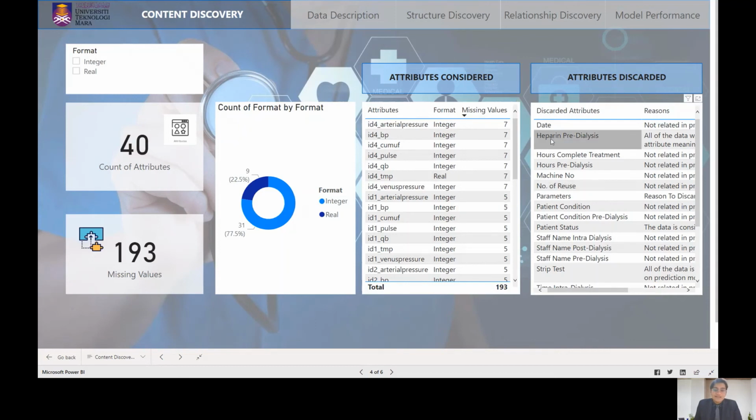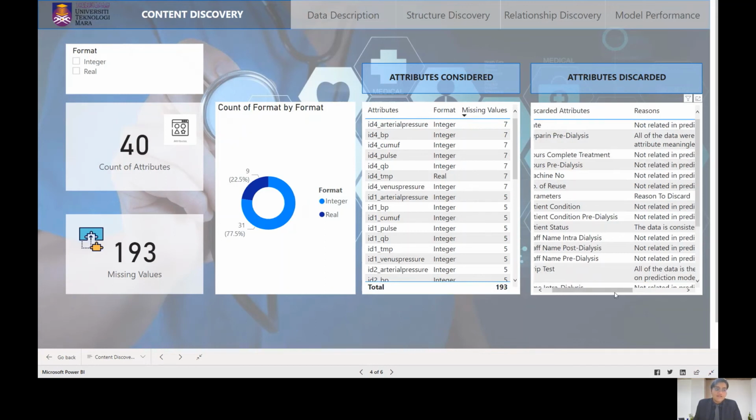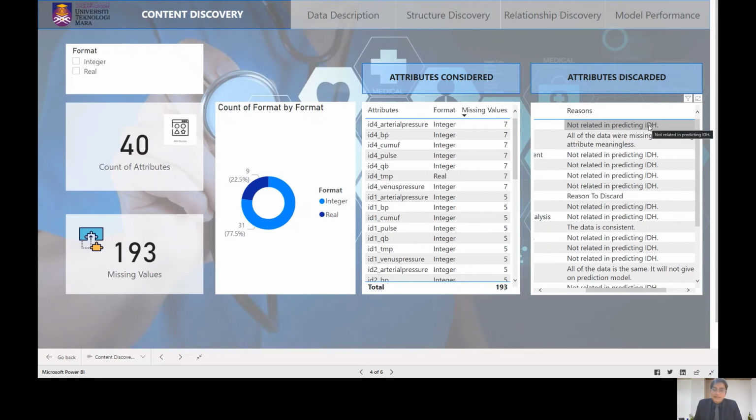Among these attributes, 31 attributes are integer, and only 9 attributes are real numbers, which we know as decimal numbers. On the other hand, attributes that were discarded are also shown in table form, alongside the reason for discarding the attribute. For example, date, which is not related to predicting intradialytic hypotension.